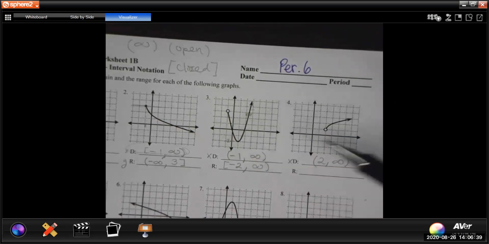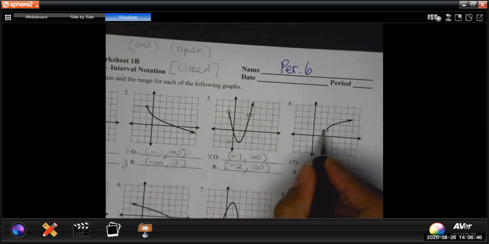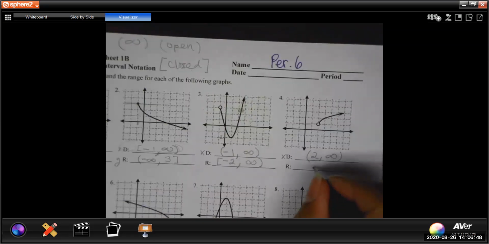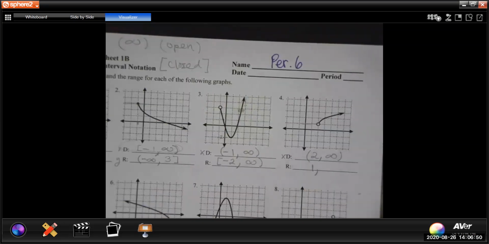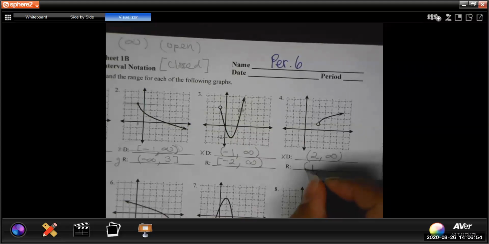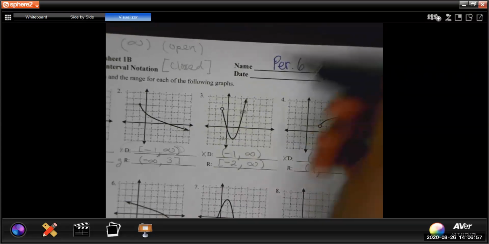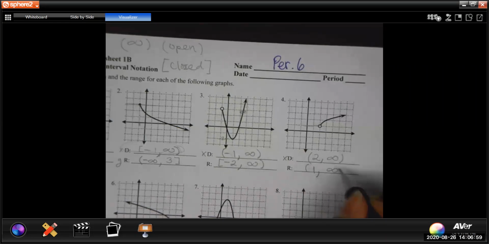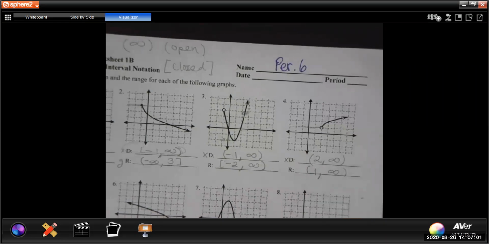Good. So from the bottom, Brindley, where does the graph start? At what y value? What y value does the graph start? It starts at 1. And would I put parentheses or brackets? Parentheses, because it's an open circle. Perfect. And then you said it goes up forever and there's no open circles in the way, so I put infinity with parentheses. Any questions so far?